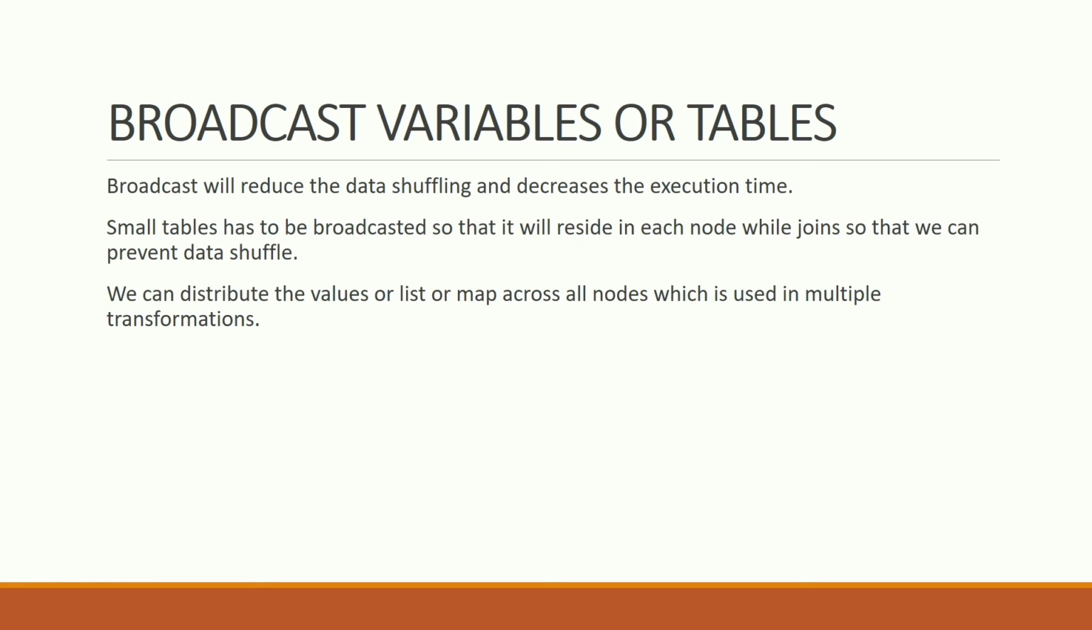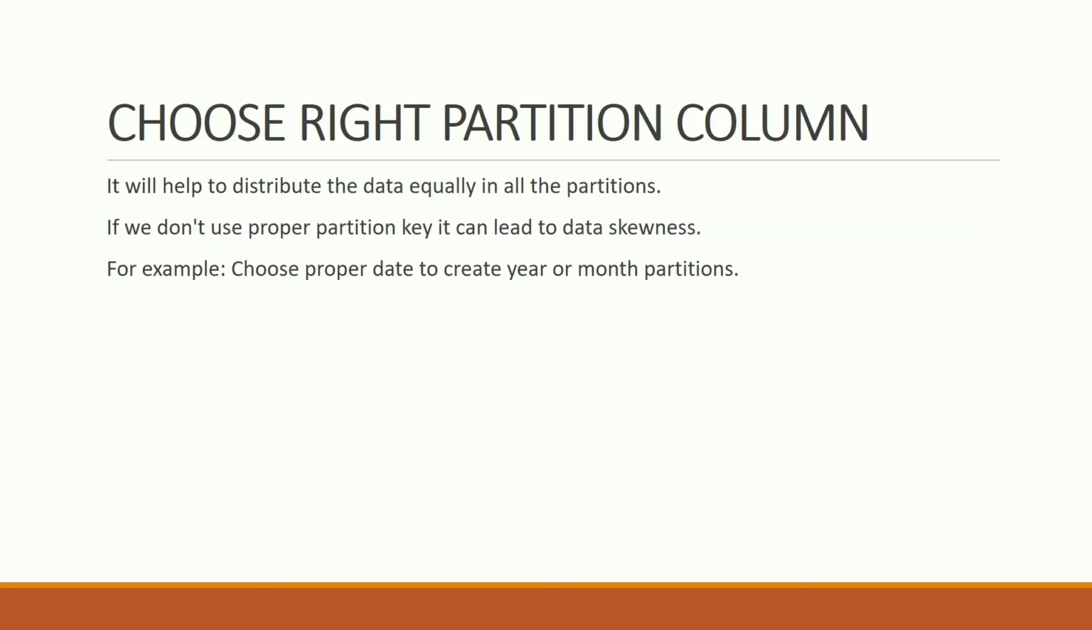Choose the right partition column. It will help to distribute the data equally among all the partitions in our pipeline. If we don't use the proper partition key, it can lead to data skewness, which is a big problem in the big data concept. For example, choose a proper date to create a year or a month partition. There could be multiple dates in our data set, so we need to choose a better date to create a partition, for example, a year or a month partition.